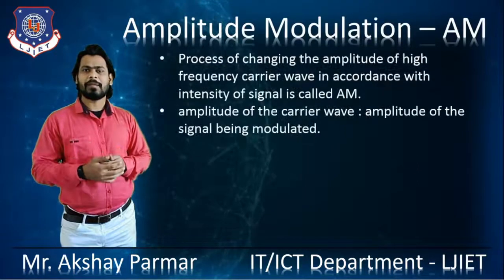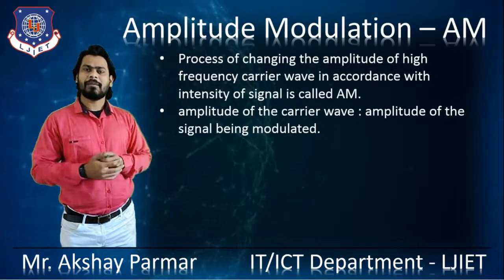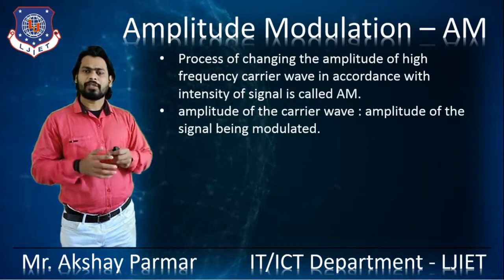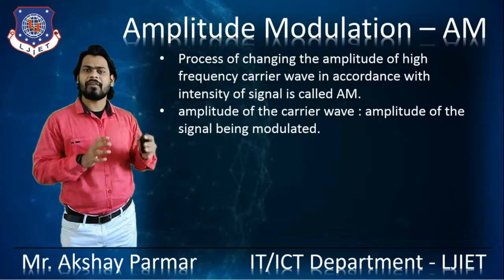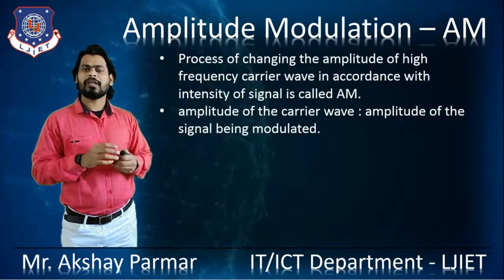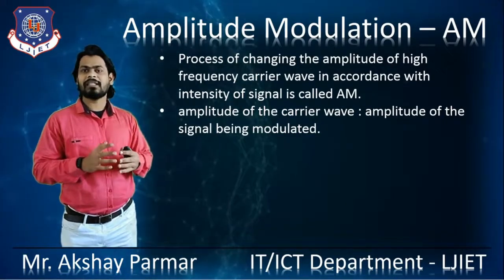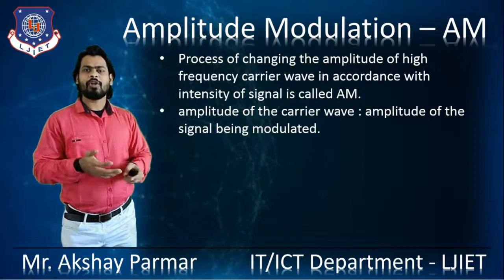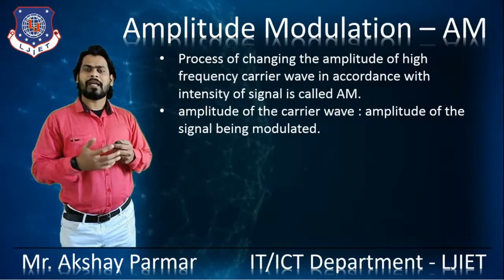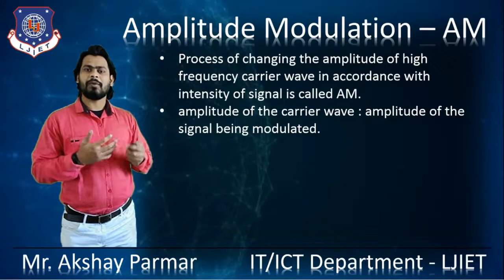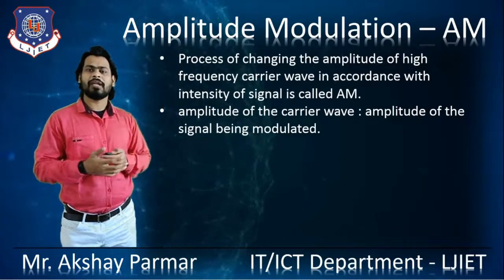It is the simplest type of modulation. What is amplitude modulation? The process of changing the amplitude of the high frequency carrier wave in accordance with the intensity of the signal is called amplitude modulation, or AM. The amplitude of the carrier wave follows the amplitude of the signal being modulated.